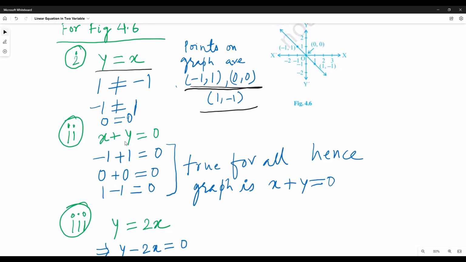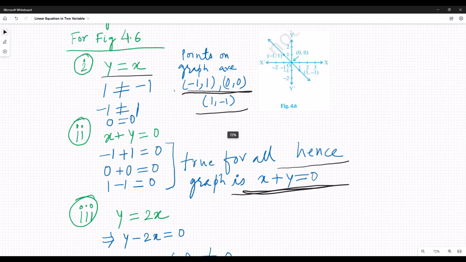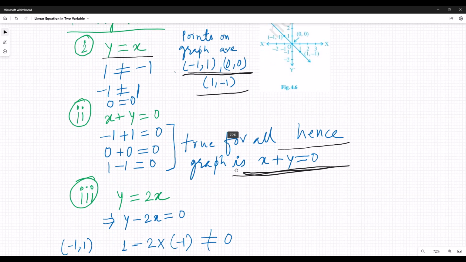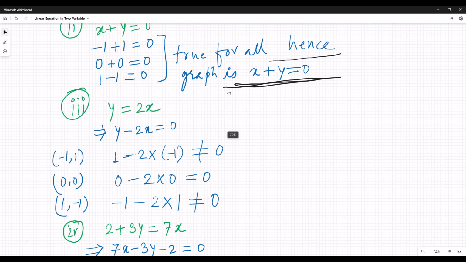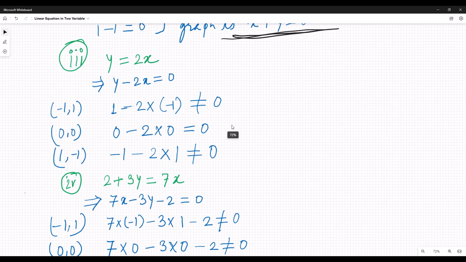x plus y equals 0: if you put minus 1, 1 and 0, 0 and 1, minus 1, for all these 3 points this is true, so the graph is x plus y equals 0. You have to put all the different points in and find out whether it is 0 or not. That will confirm. So y equals 2x is not true for any of the points, so this is not the graph.